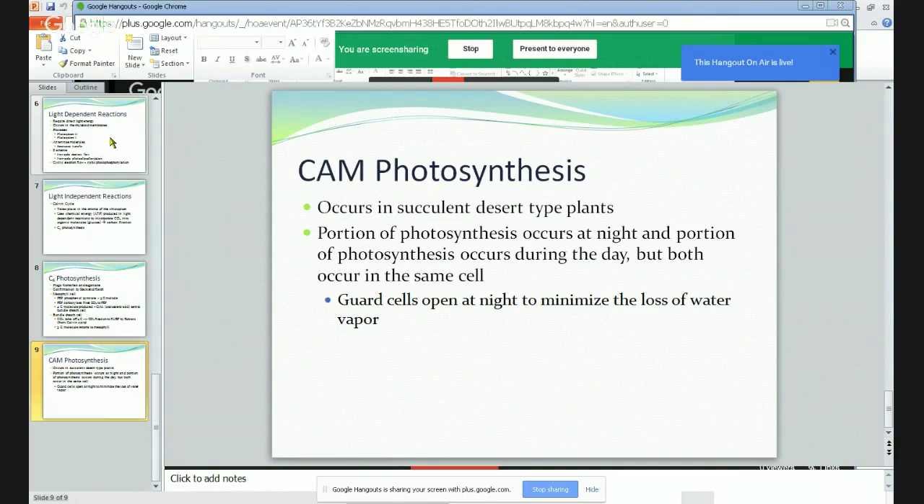So it doesn't require the light because it's a light dependent reaction, and so some parts of it are going to occur in the evening when there's no light, when the guard cells can open to minimize that water vapor loss. And then it's just going to kind of chill until the daylight, and then it will finish going through the photosynthesis with sunlight. So that's what makes these CAM plants different.